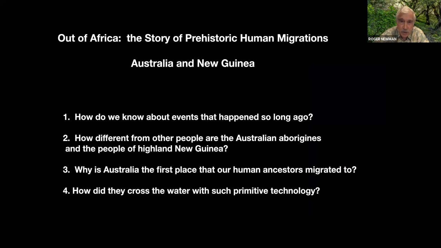This is called Out of Africa, Early Human Migrations, and we're focusing on Australia and New Guinea. You might say, well, why Australia and New Guinea? Well, this was the site of a very early human migration and pretty much the first one out of Africa. This seems odd. They're far away across water, and the Australians and the people of Highland New Guinea seem really different. Audrey and I have been to both places, and we'll show you some slides of our trips there. It's pretty interesting stuff.